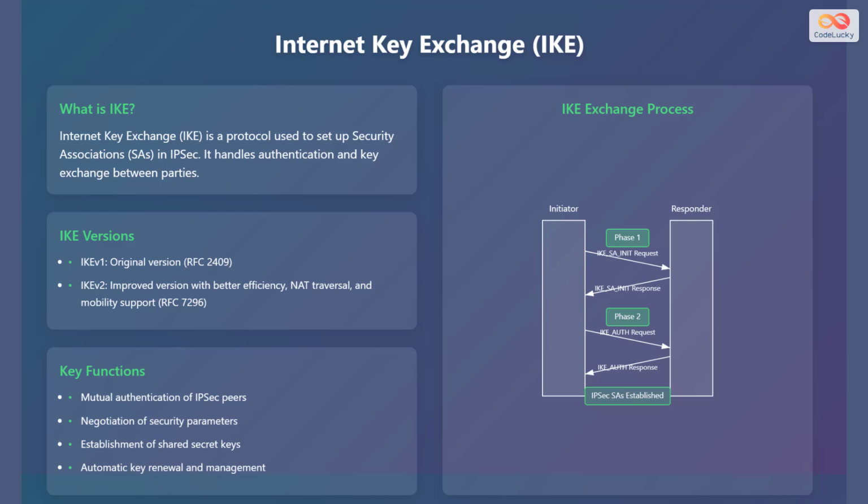In Phase 1, an Internet Key Exchange Security Association initialize request is sent from the initiator to the responder. Then the responder sends an Internet Key Exchange Security Association initialize response back to the initiator. In Phase 2, the initiator sends an Internet Key Exchange authentication request to the responder. The responder then sends an Internet Key Exchange authentication response back to the initiator. After that, IP security associations are established.